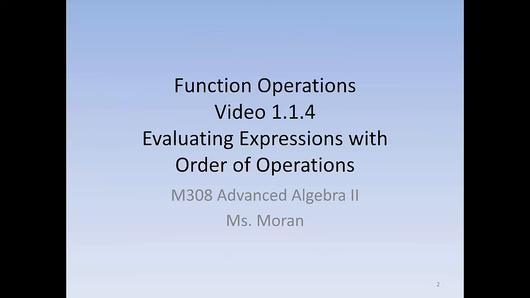All right, we're still working on our functions operations standard, and this is video 1.1.4. That's unit 1, standard 1, video 4. And we're going to be working this time on evaluating expressions with the order of operations. So this time we're going to introduce some variables, but we're still going to be using those real numbers and using some evaluation skills for order of operations. Make sure you've got the title labeled, and when you're ready, go ahead and move on.